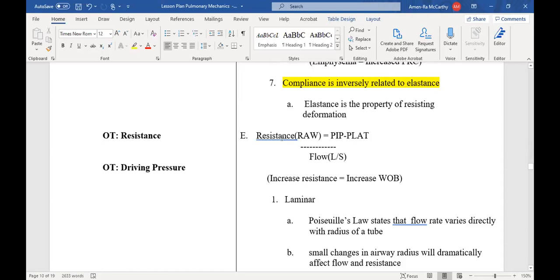Resistance, the formula for resistance is RAW. Okay, RAW is the title of it. RAW equals PIP minus the plateau pressure divided by the flow in liters per second.